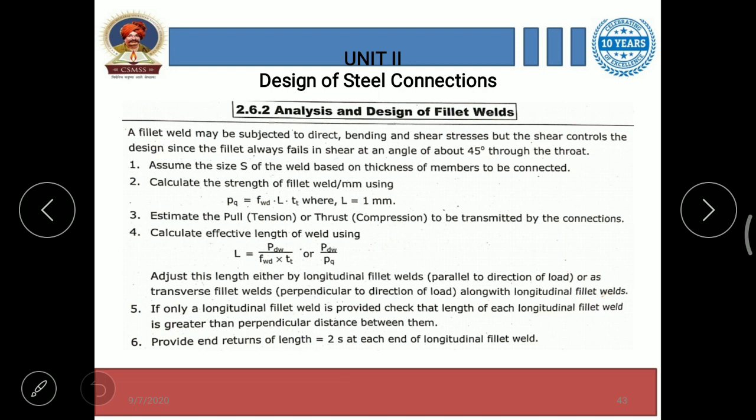In the next lecture we will try to design some fillet weld or welded calculation problems. Just remember all the things, note down all these things in your notebook. All the formulas we have studied, just note down all formulas. There are only a few formulas, and those formulas we will use for the design of these welded connections. Then in the next lecture we will see actual design calculations of welded connections. So thank you.